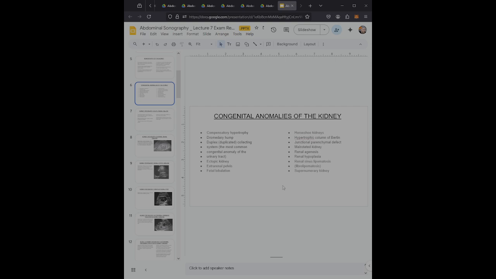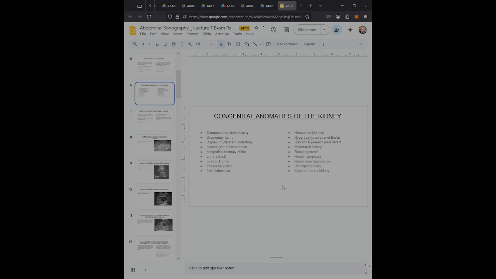is a variant in which there are two separate renal sinuses, and these are referred to as an upper pole moiety and a lower pole moiety. Obstruction to either one of these can occur, and we have two ureters that are draining separate portions of the kidney. And a kidney with a duplex collecting system will typically measure longer than a normal sized kidney.